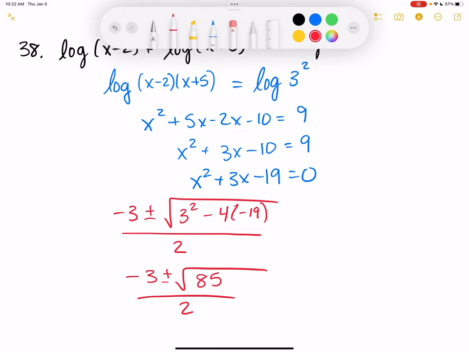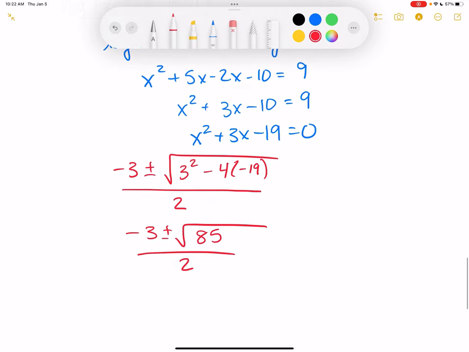All right, so this is going to have 2 answers. Okay, you have your calculator, so you're going to actually solve it down.